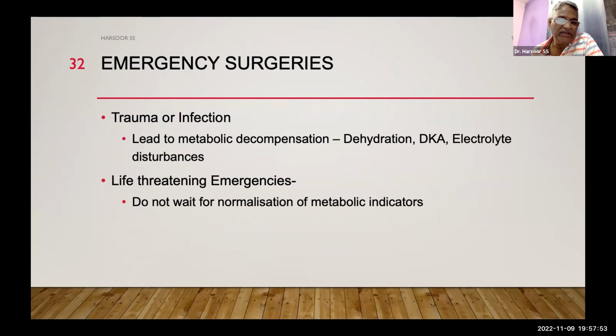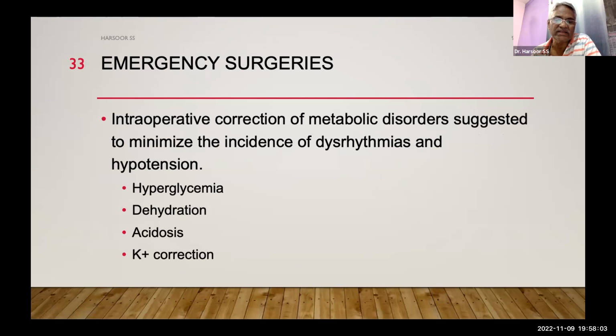And remember, whenever there is a life-threatening emergency, do not wait for the normalization of metabolic indicators, and we can straight away proceed, and then intraoperative correction of metabolic disorders is suggested, because these disorders are known to cause dysrhythmias and hypotension. And as I said earlier, the hyperglycemia, we need to deal with it. Other things are dehydration, acidosis, and the potassium correction. These are the four things we need to deal with in an emergency situation.